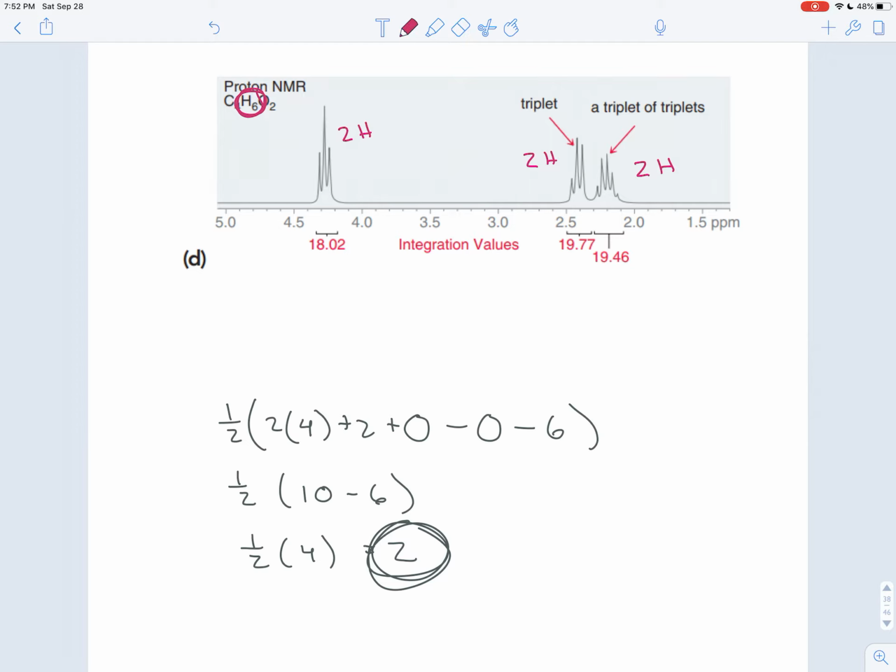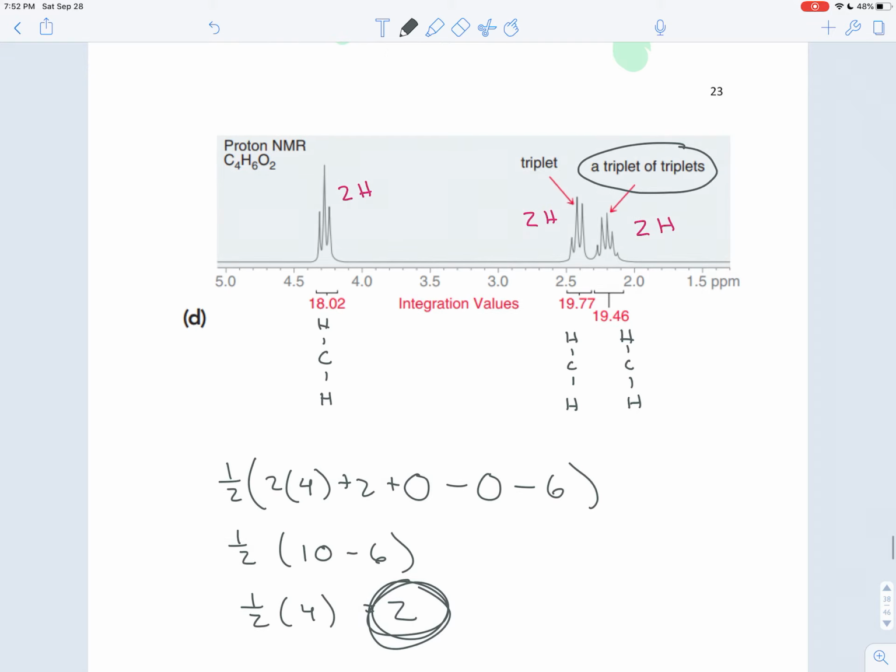Okay, so we have 4 carbons. Here we have a carbon with 2 hydrogens on it. Here we have a carbon with 2 hydrogens on it. And here we have a carbon with 2 hydrogens on it. Now this triplet of triplets, that's a little tricky. The way we talked about that in class, the way that for us that would be worded on a test is, it'd be a multiplet.